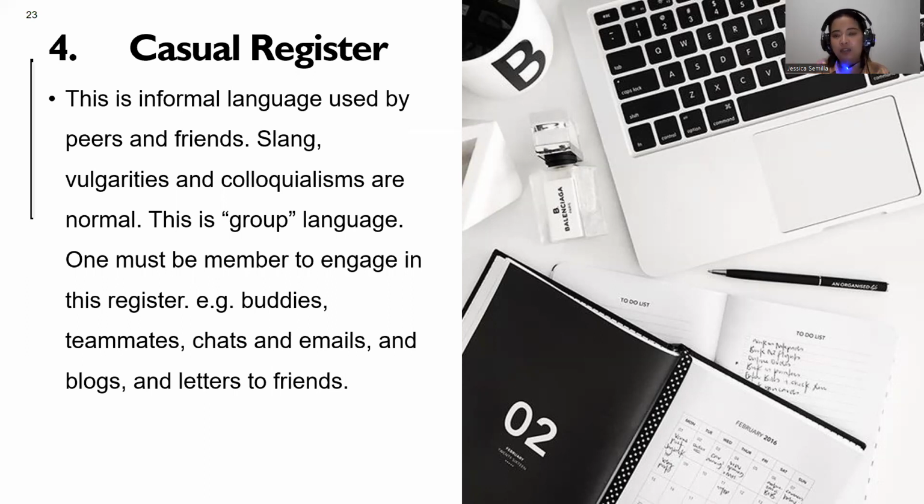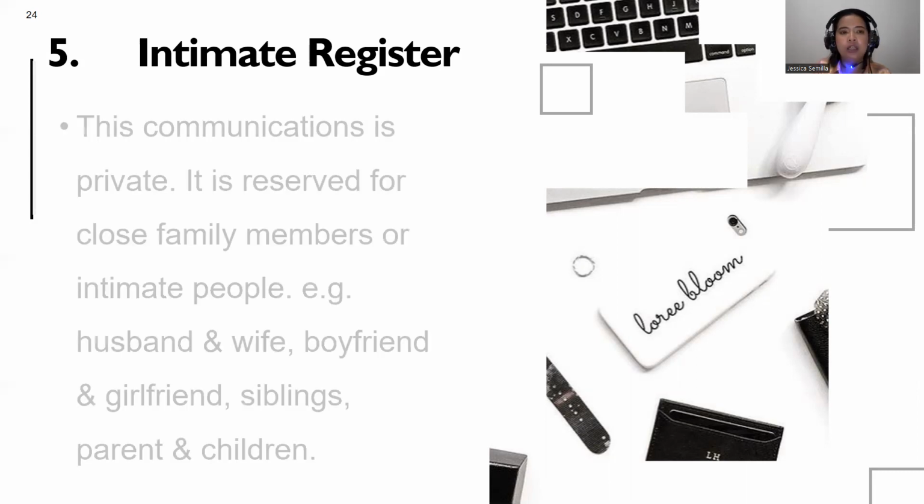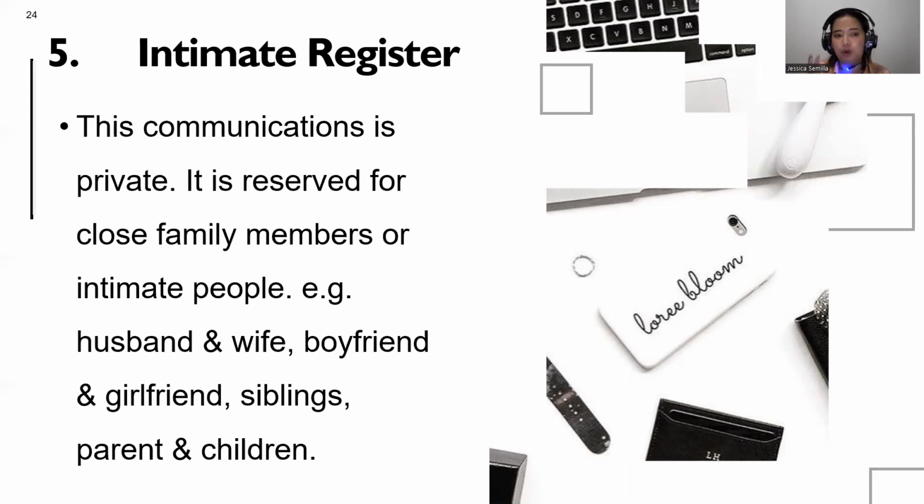Unlike informal register, next one is the intimate register. Intimate, with the word intimate, intimacy, there is a relationship. There is a close relationship between 2 or 3 or 4 people. Okay? So intimate register is basically more of partners, meaning this type of communication is basically more of a language that is utilized in close family members, with intimate people like the husband and wife, the boyfriend and girlfriend, the siblings, the parents and children.